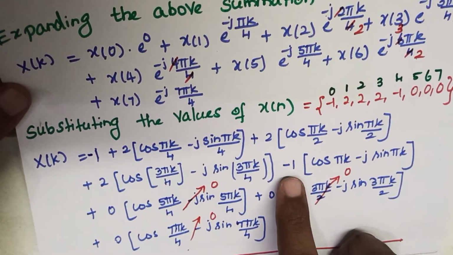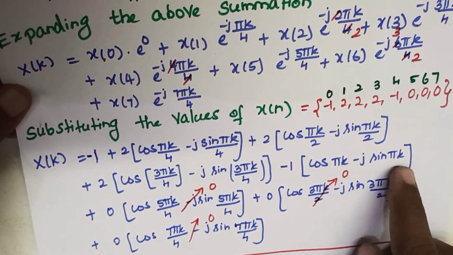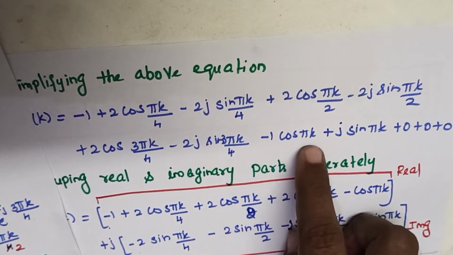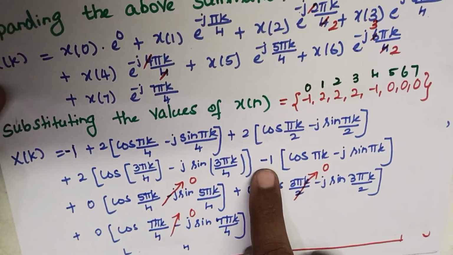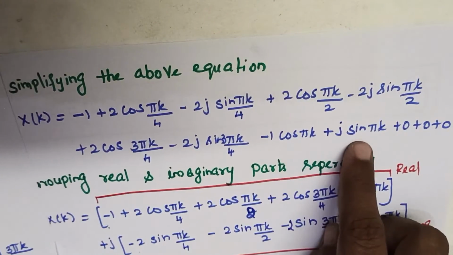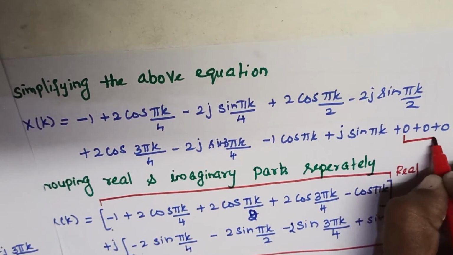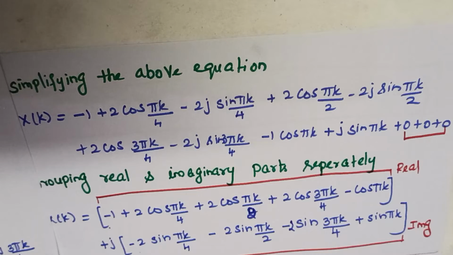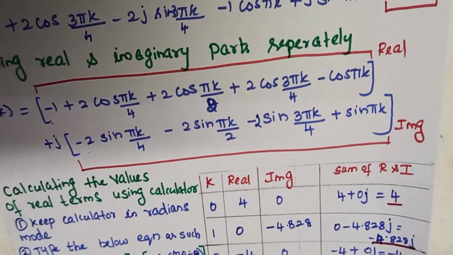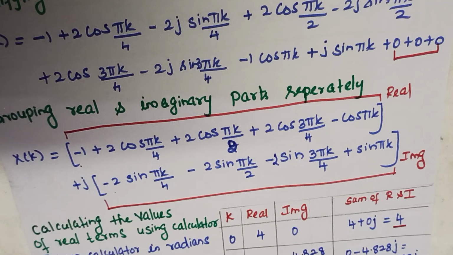And the last term is minus 1 cos pi k minus j sin pi k. So it is minus 1 cos pi k. This minus 1 into minus j becomes plus. So plus j sin pi k. The remaining 3 terms are 0. 5, 6 and 7th sample are 0 here. After this step, we are going to group the real and imaginary parts separately.